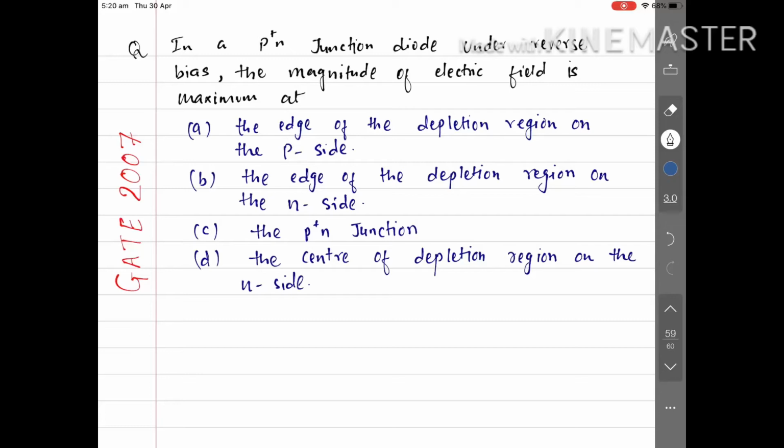Hello friends, so today in this video we are going to discuss one more question which was asked in GATE 2007. The question is: in a P plus N junction diode under reverse bias, the magnitude of the electric field is maximum at, and the options are: A, the edge of the depletion region on the P side; B, the edge of the depletion region on the N side; C, the P plus N junction; and D, the center of the depletion region on the N side.